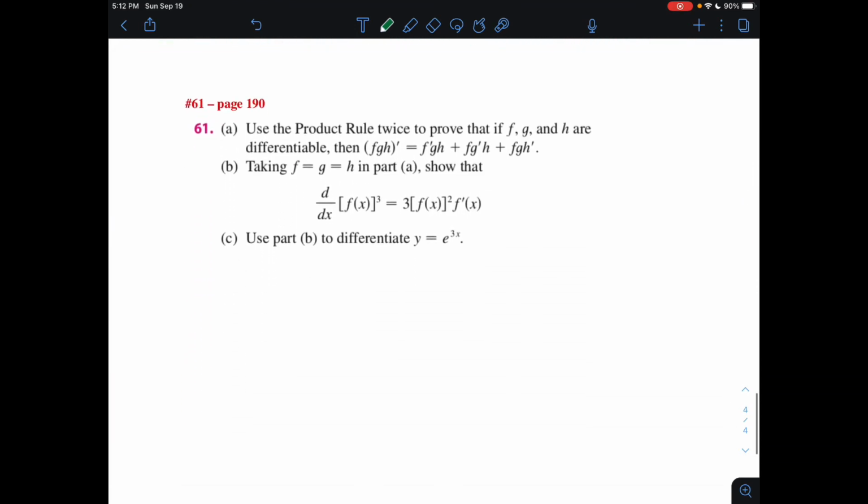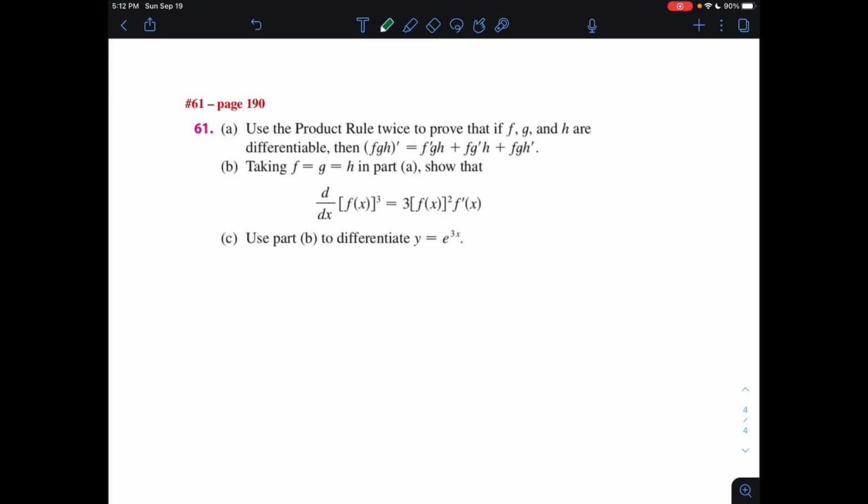So then finally, I want to look at number 61 from our book on page 190, and this actually will set up something that we will learn in a later section related to what's called the chain rule. This sets forward a pattern that we start to notice, and it helps us understand why another rule that we will learn works in the way that it does.